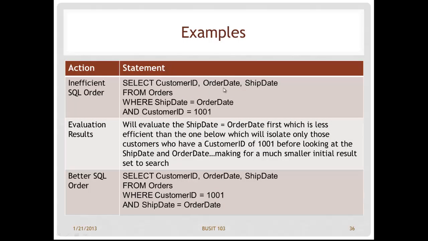There's just some examples here where we're looking for an order date where the ship date equal the order date and the customer ID equal 1001. Well, there could be thousands of records where the ship date is equal to the order date, but there may only be one or a couple hundred where the customer ID is equal to 1001. So we look for the customer first, return that record set, and then search that record set for those records where the ship date is equal to the order date.